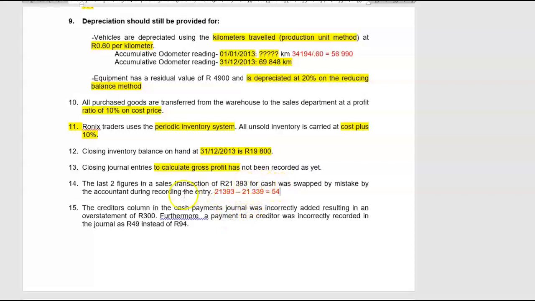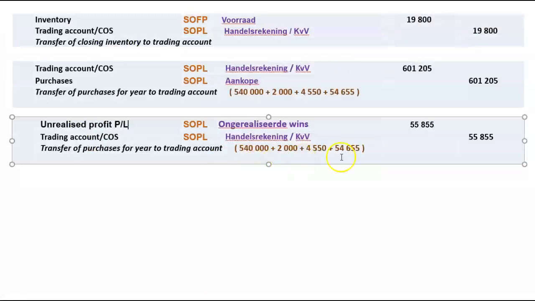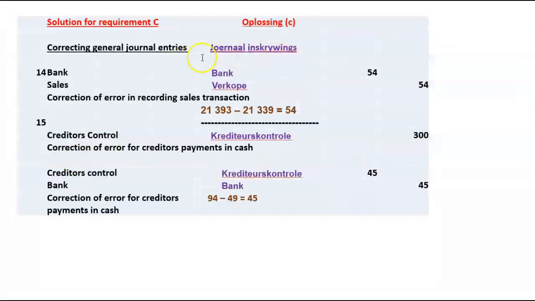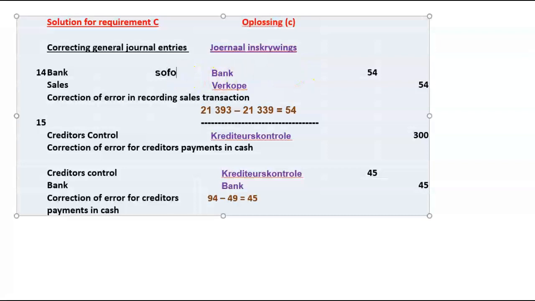It was for cash, and it was for a sales transaction. He only recorded 339, he should have recorded 393. So he has to increase his cash takings, and credit his sales with the difference between the two. Just see here. So our debit bank, 54 Rand. Oh, and I forgot, that's statement of financial position, with 54 Rand, and you're going to credit sales, profit and loss, with that amount of 54 Rand.